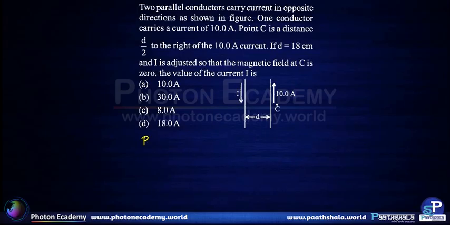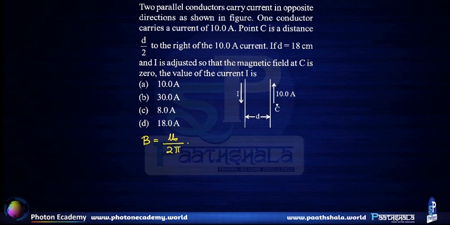So the magnitude of a magnetic field due to a current carrying wire is given by the Biot-Savart law, which tells us that the magnetic field due to a long wire would be equal to mu naught by 2 pi into the current divided by the distance of the point from the wire.